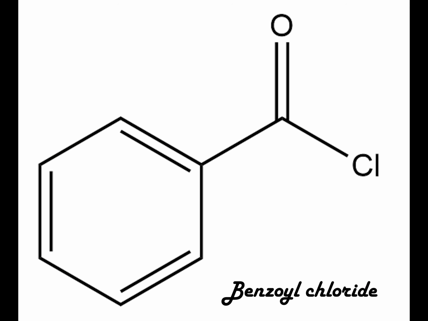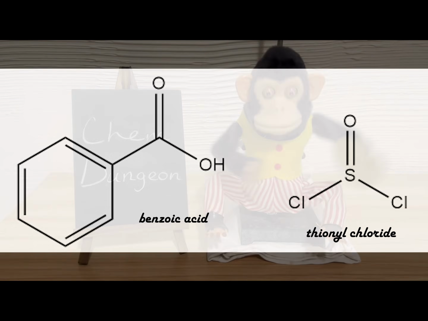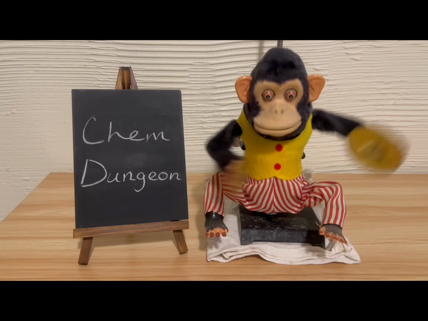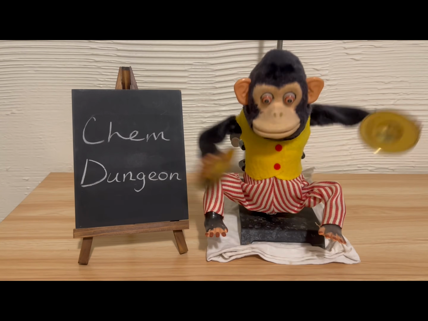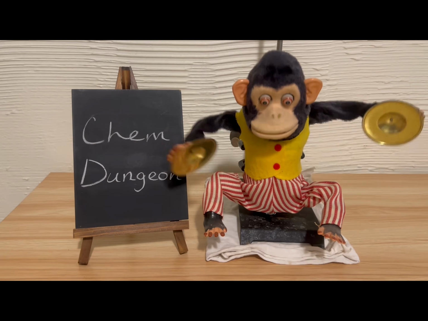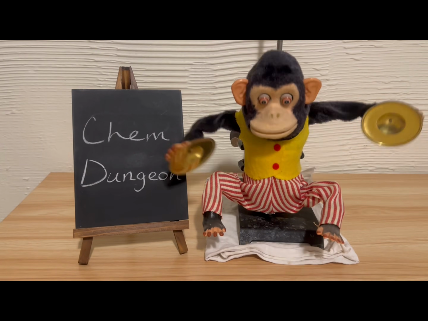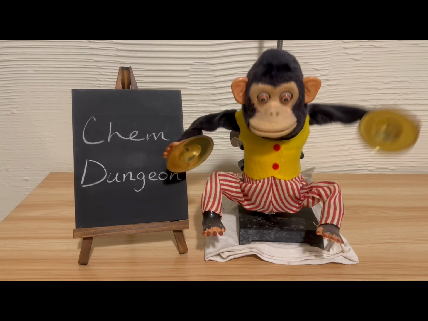Welcome back, y'all. This is benzoyl chloride, which I'll be making in this video by reacting benzoic acid with thionyl chloride. I intend to use it for another reaction in a future video. Benzoyl chloride belongs to a group of compounds known as acyl chlorides, and can be formed not just by reacting carboxylic acids with thionyl chloride, but also with phosphorus tri- or pentachlorides or oxalyl chloride.